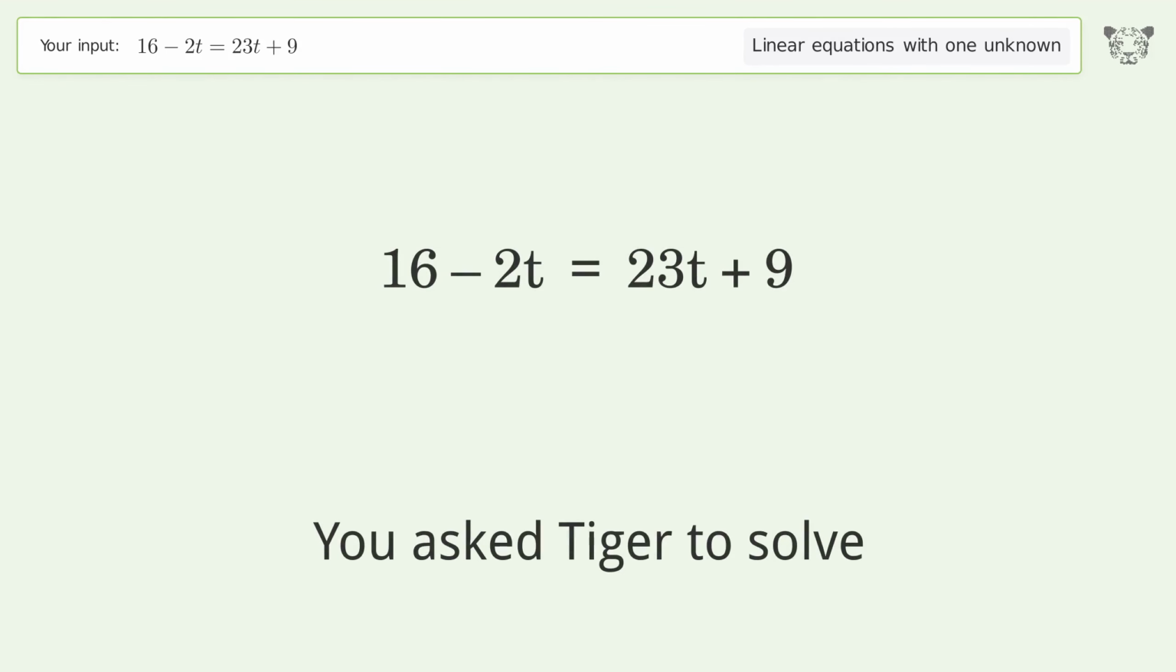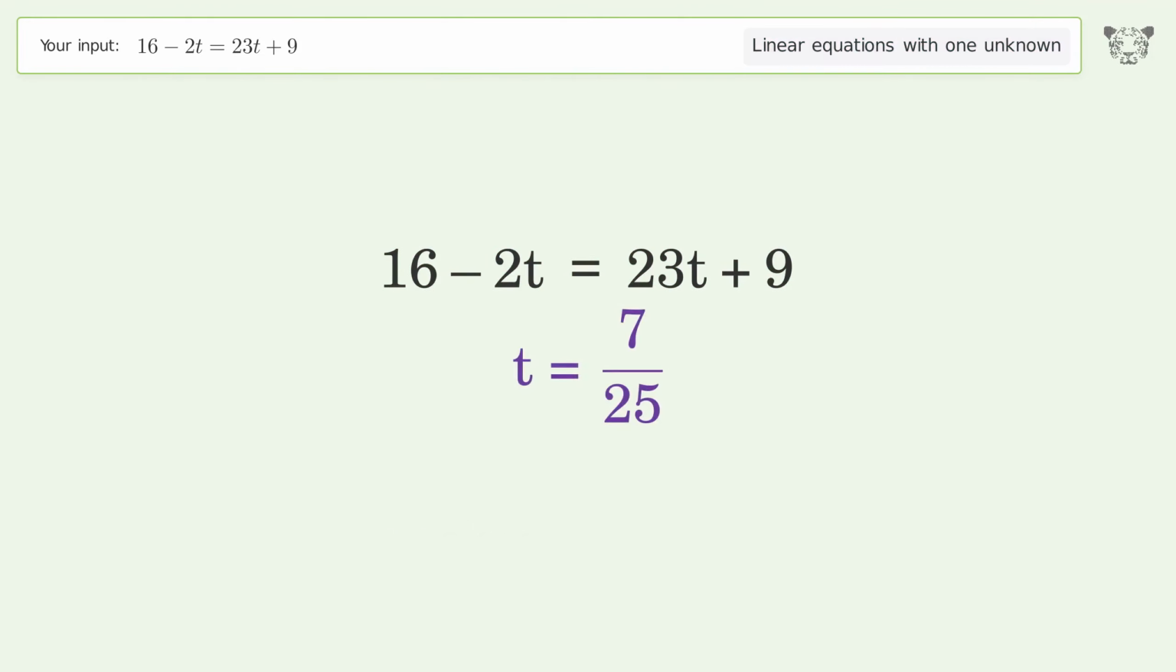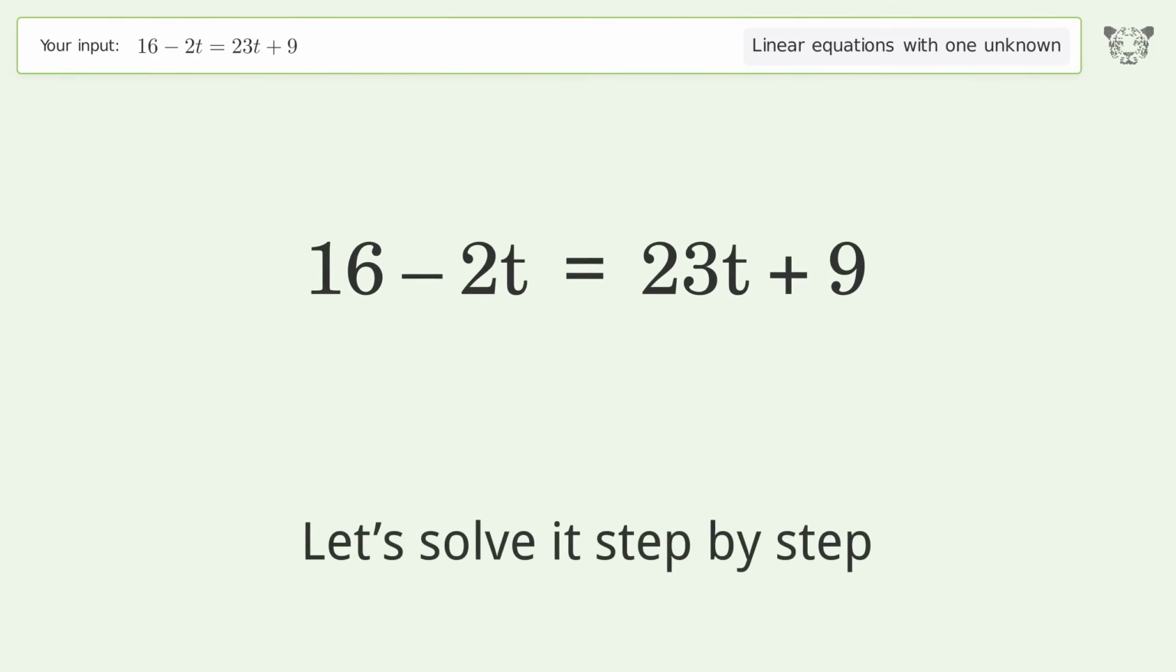You ask Tiger to solve this. This deals with linear equations with one unknown. The final result is t equals 7/25. Let's solve it step by step.